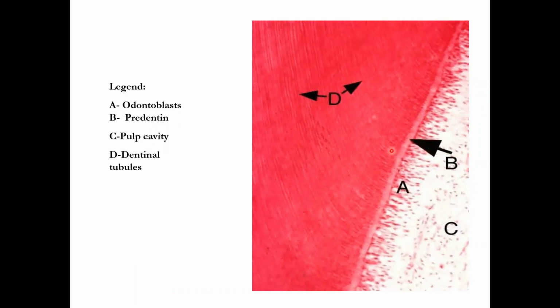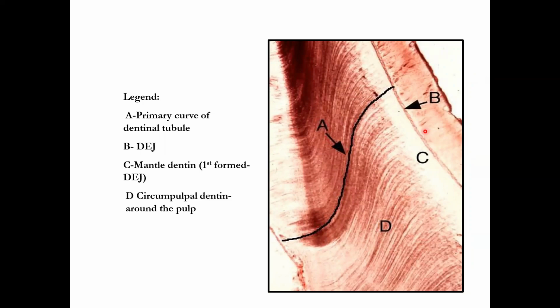So this is a histological image. If you take a closer picture, these are the dentinal tubules, and you can see slight waviness in these dentinal tubules. This is the predentin, which is the unmineralized dentin, always present close to the pulp, and these are the odontoblasts. Another classification of dentin is based on its location.